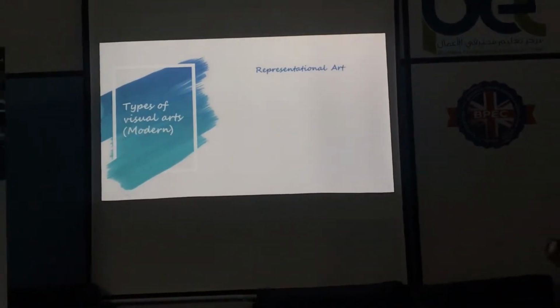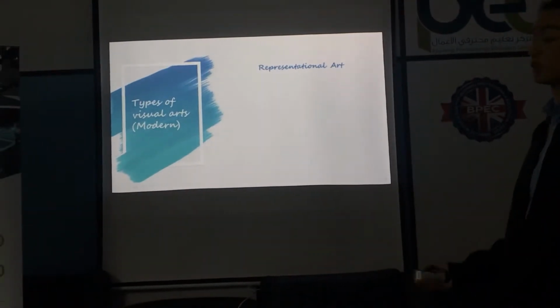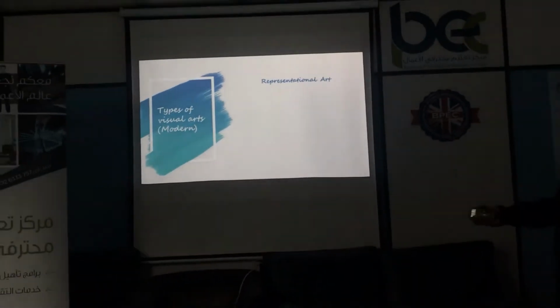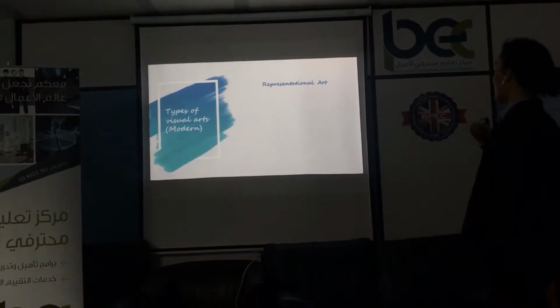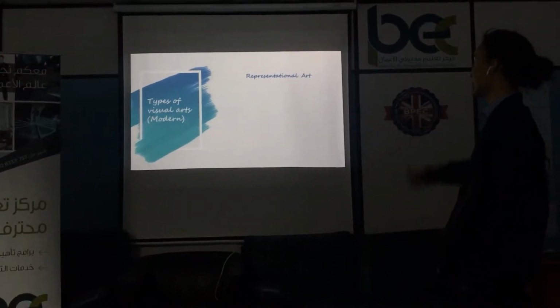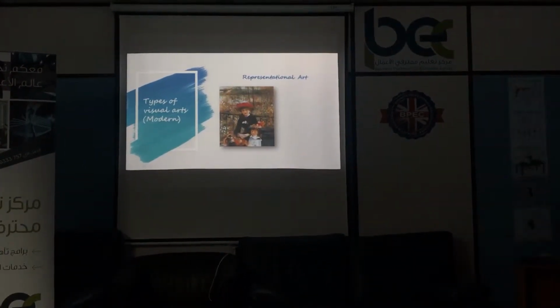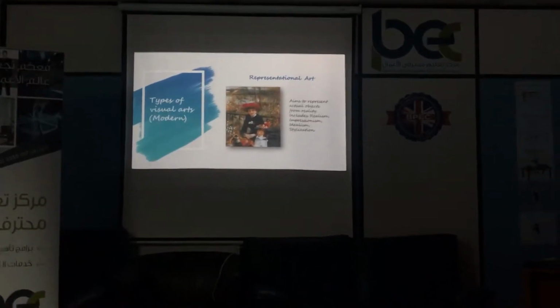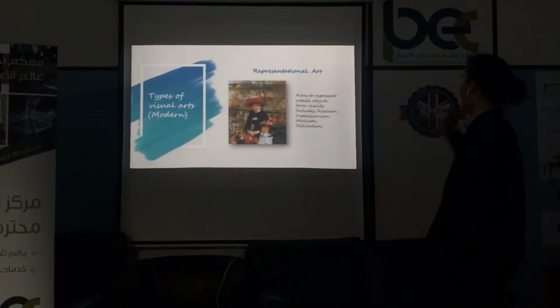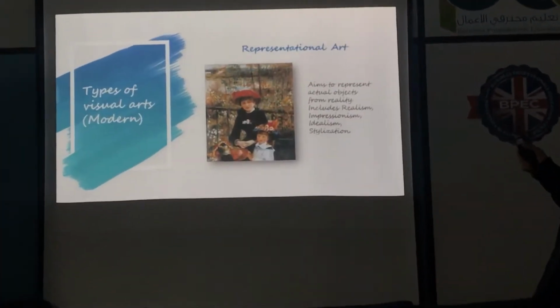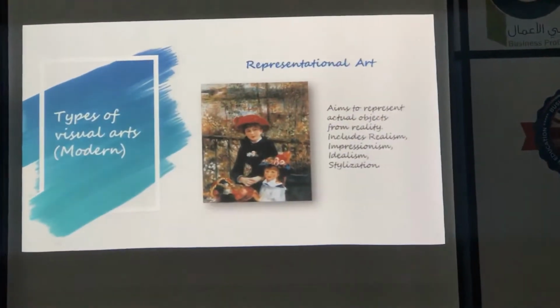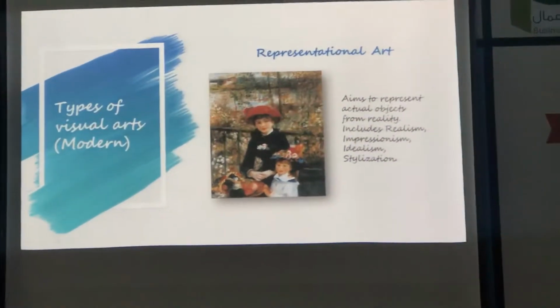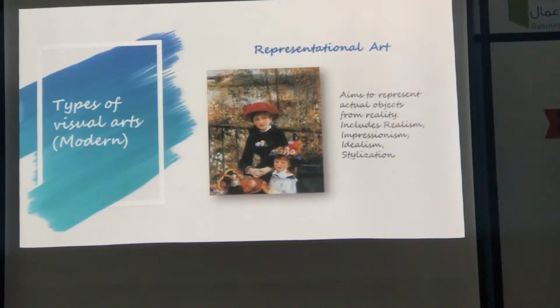History of art, let's focus more on modern art, the art that we're very familiar with, that we see almost every day. So first we have representational art. I'm very sure you are very familiar with this art. This is the most common art that we see most of the time. It aims to represent actual objects from reality. It includes realism, impressionism, idealism, and stylization.